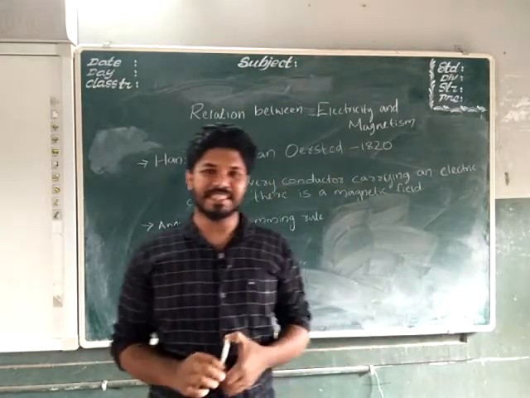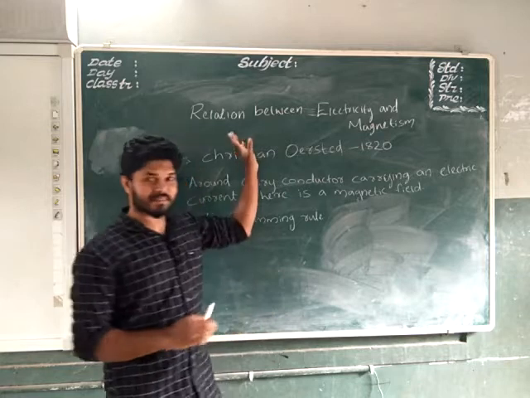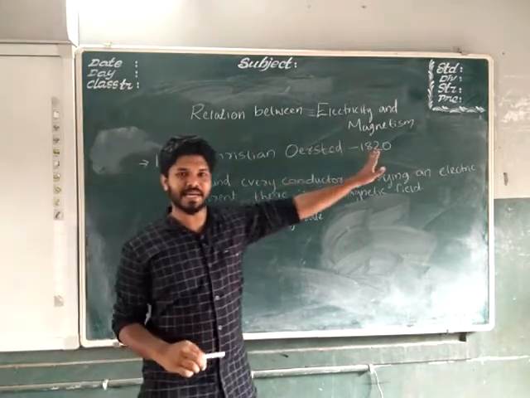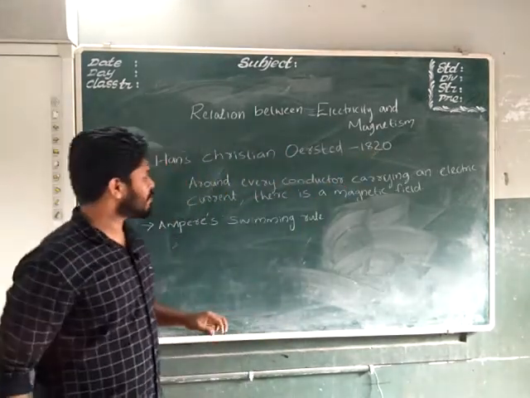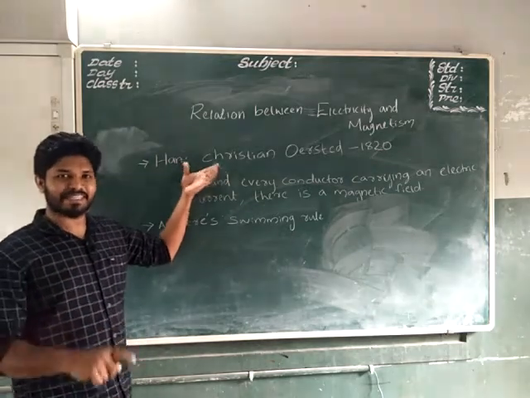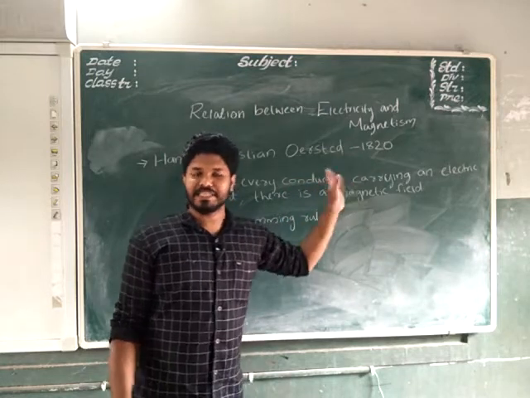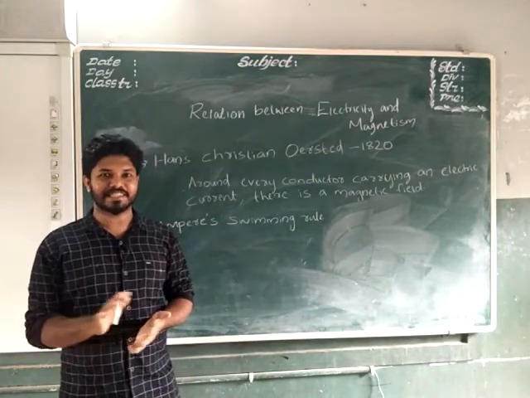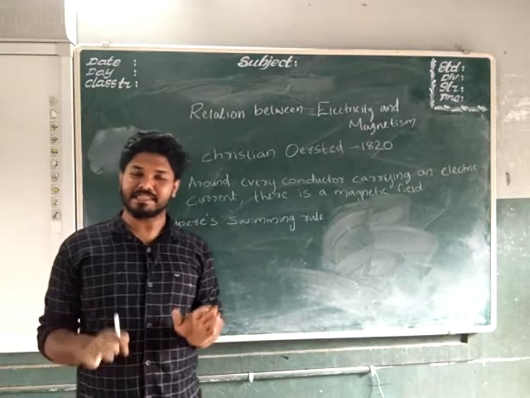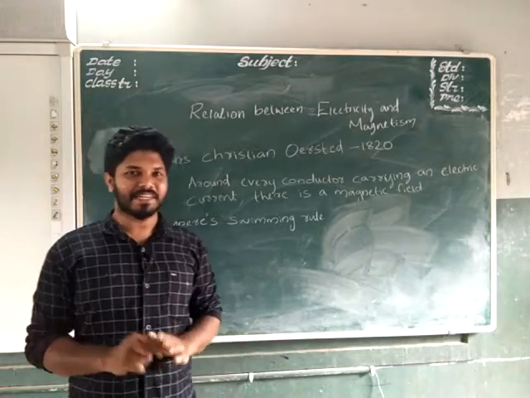Today we are going to discuss a new, very interesting topic: the relationship between electricity and magnetism. This topic became interesting because of one man, Hans Christian Ørsted, pronounced Ørsted. In 1820 he made a discovery. That discovery changed the world a lot. So what is that discovery?